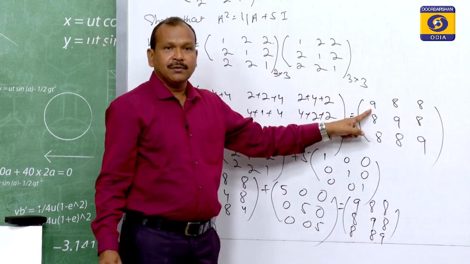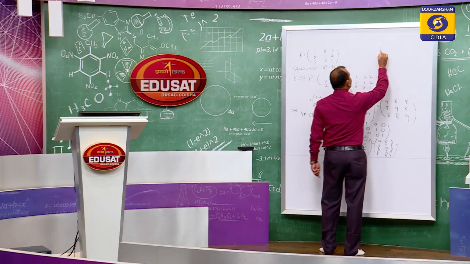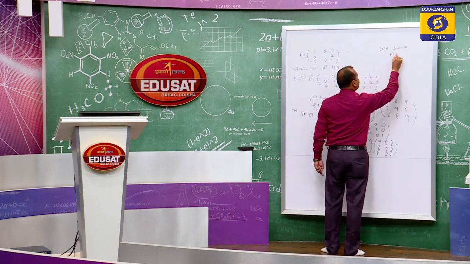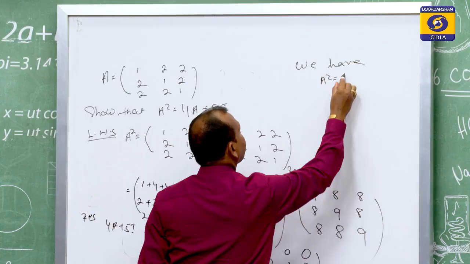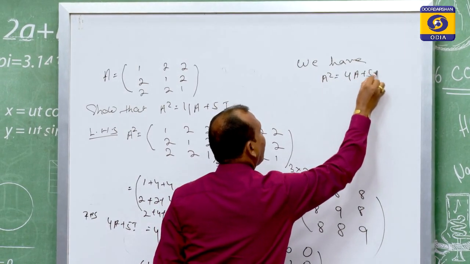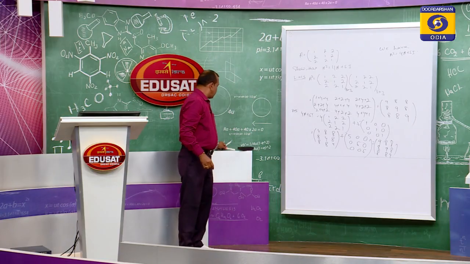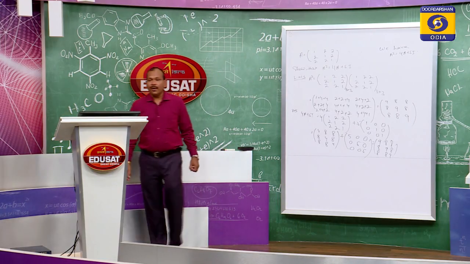And we have A square. A square is equal to 4A plus 5 times of I. We have 4A plus 5 times of I.